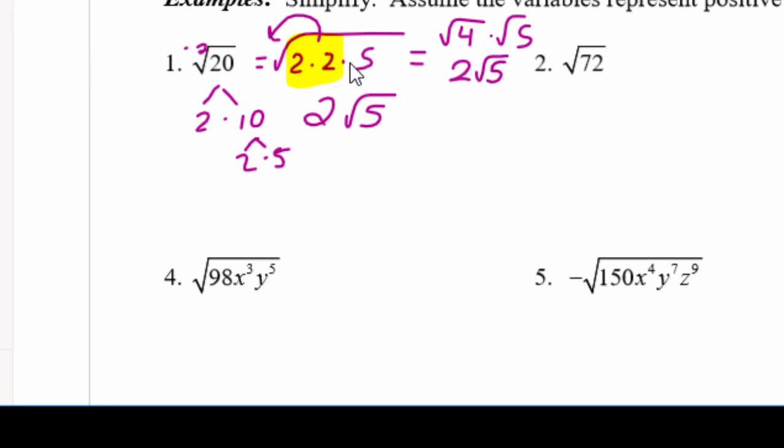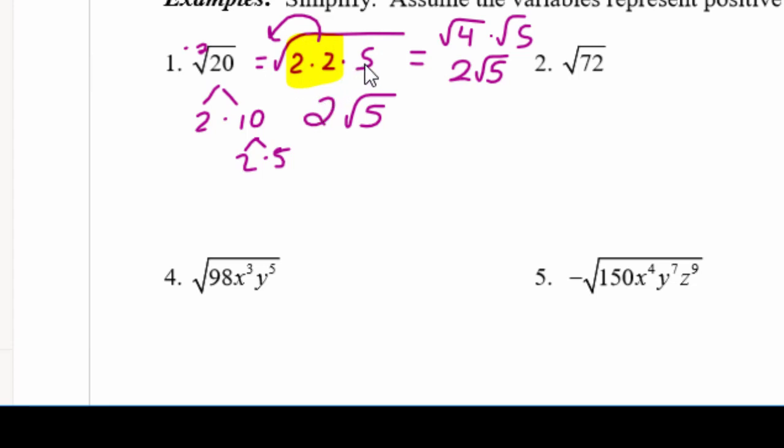And the other way of thinking of it is this idea where we do the prime factorization of 20 and we look for groups of 2 of one factor. And since we have two 2's, for each group of two 2's, one goes outside the radical. So that becomes one 2 outside the radical.